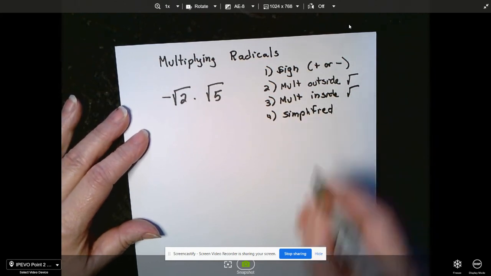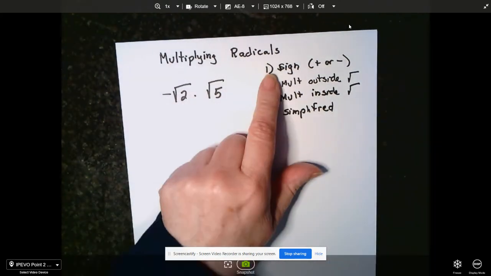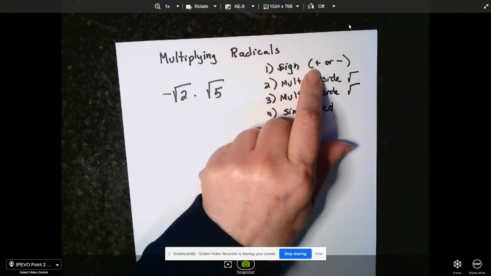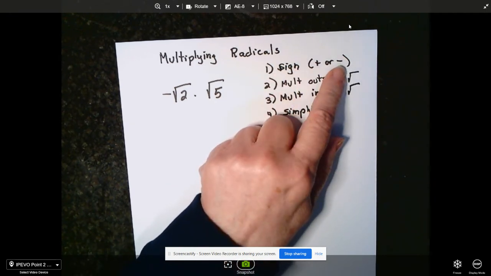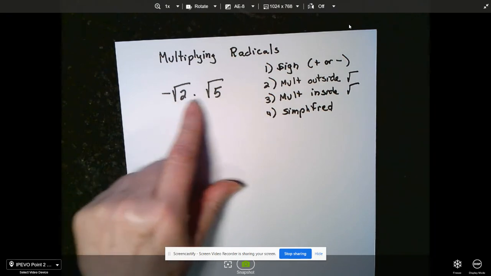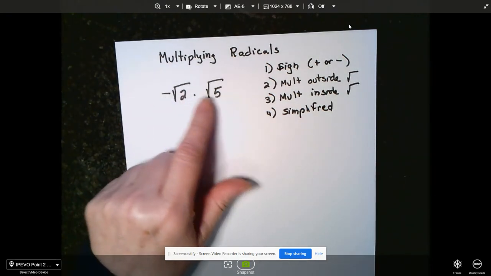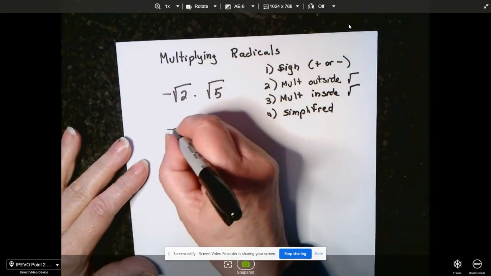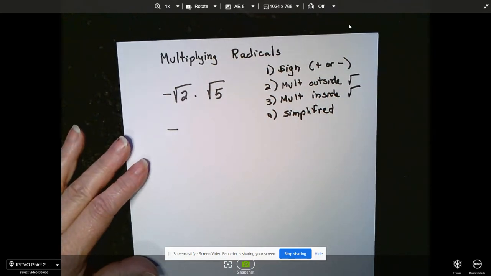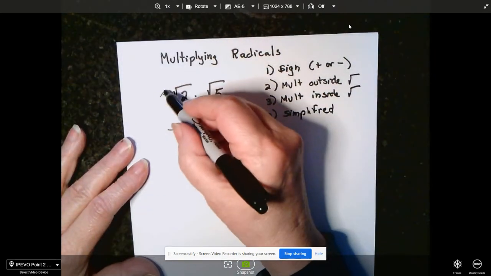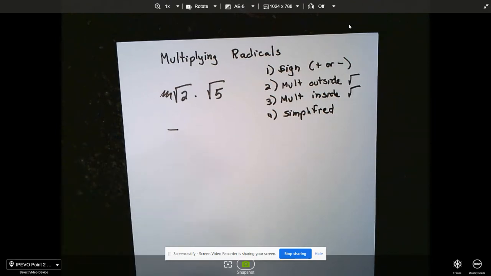All right, so let's take a look at this first one. So first I want to look at the sign. Is my answer going to be positive or negative? Well, this is negative and this is positive. And I know a negative times a positive will always be a negative. So I know my answer is negative. Now that I've taken care of the sign, I can ignore that. I've already taken care of that.